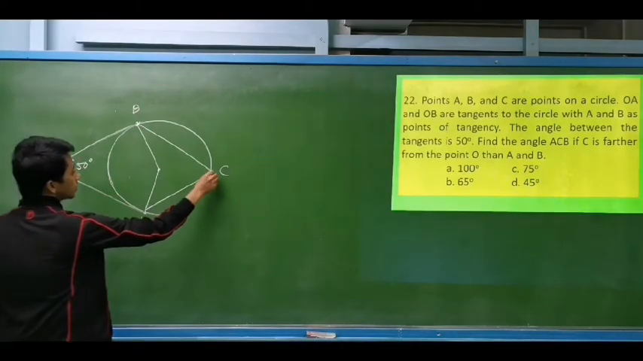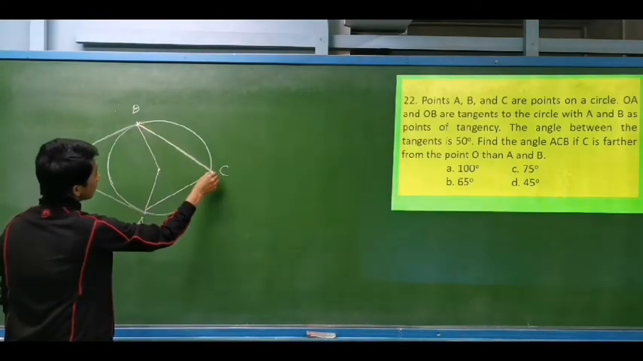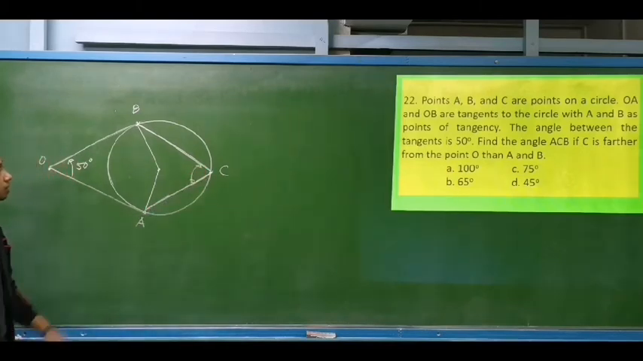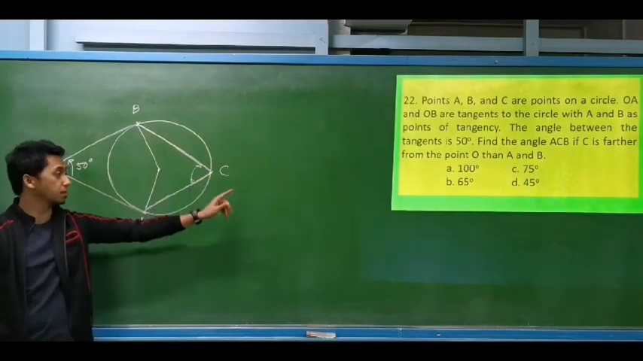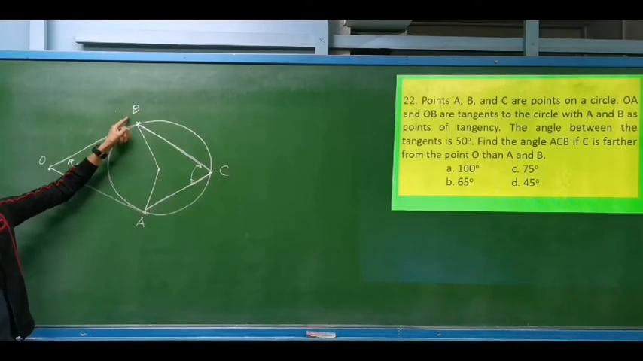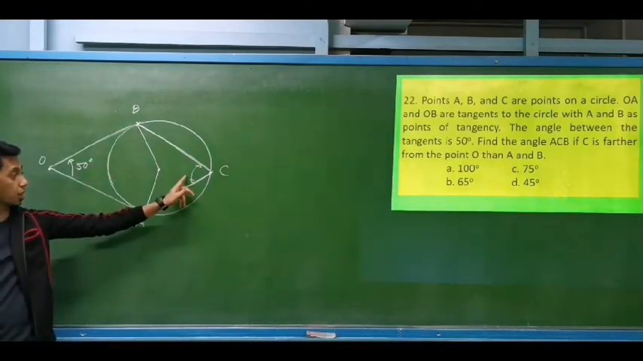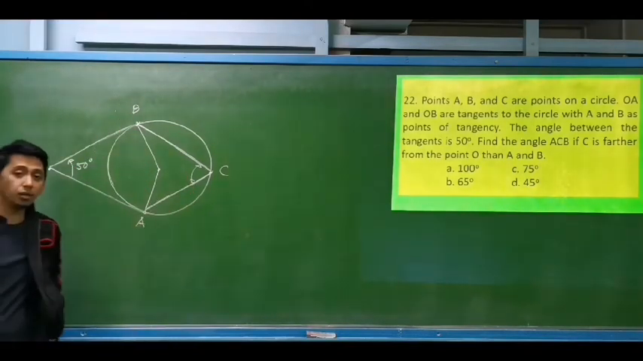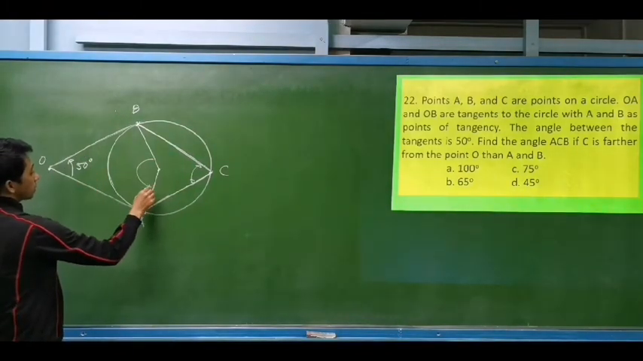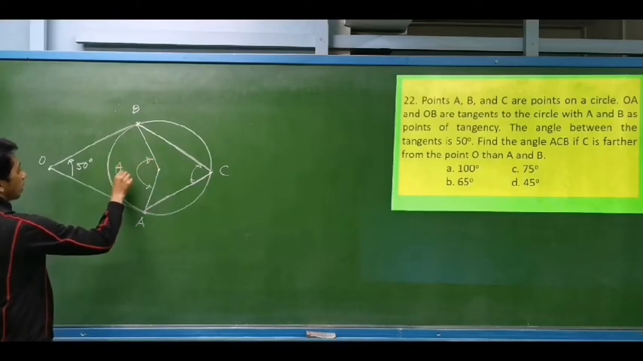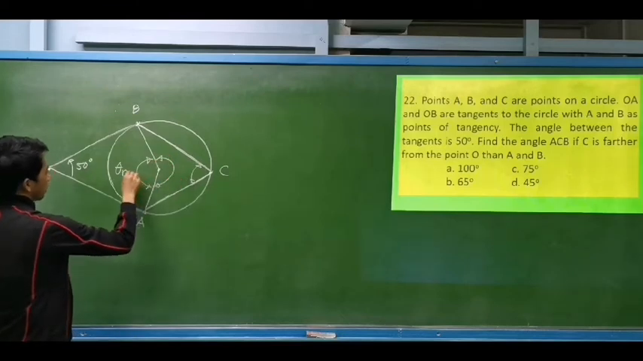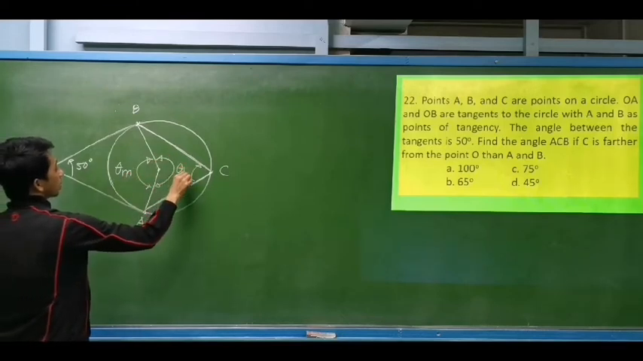So for example, nilagay natin si point C dito. We are looking for this angle ACB or the same as angle C. If point C is farther, mas malayo si point C sa point O kumpara kay A at saka kay B. So how do we compute for this angle? Okay, kung naalala niyo yung the tangent theorem. So nilagay natin last time ito as the angle. This is theta n. Ito naman, this angle is theta m talaga. Theta m then theta n.